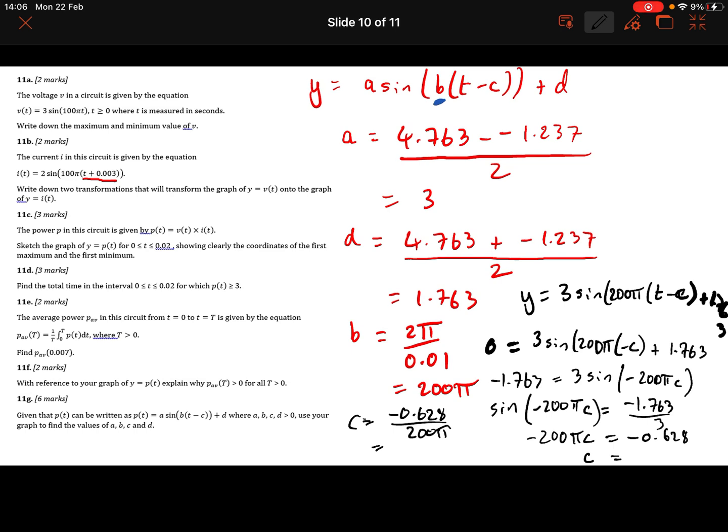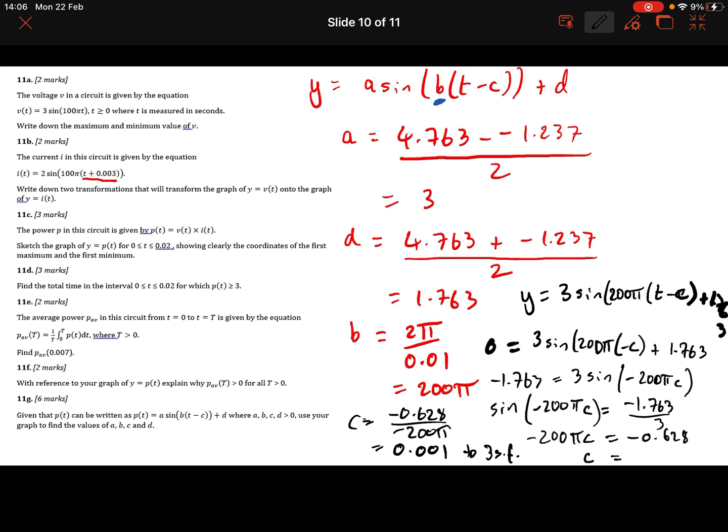So I know my final answer. y equals 3 sine of 200 pi times t minus 0.00123, plus 1.76, if everything is to 3 significant figures or whatever it needs to be. It won't matter as long as you're clear about how you've rounded.